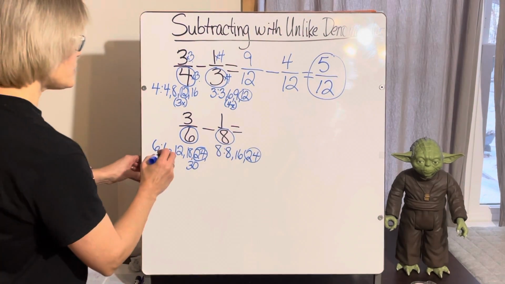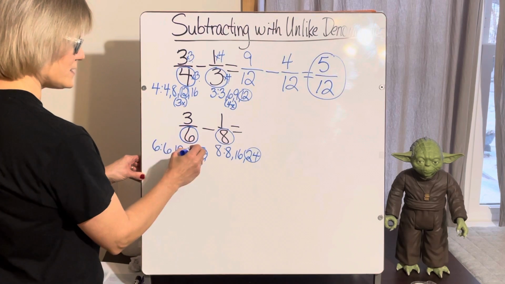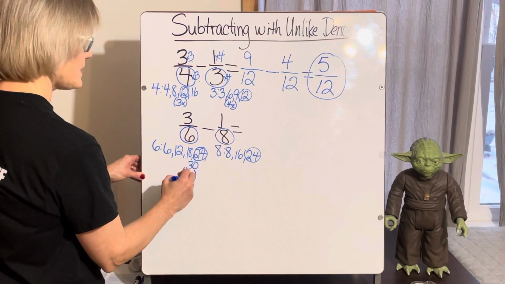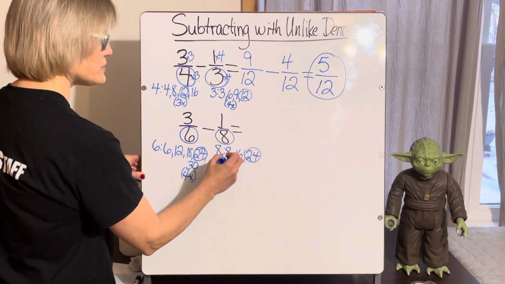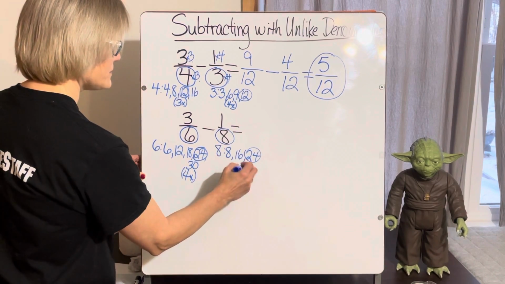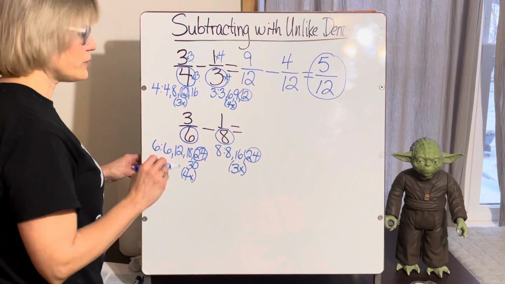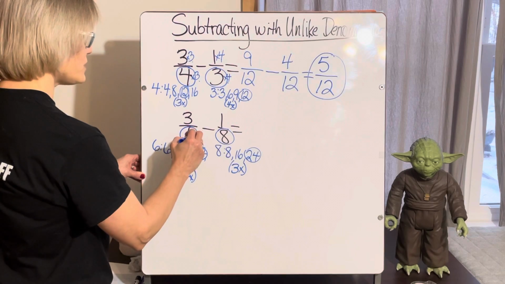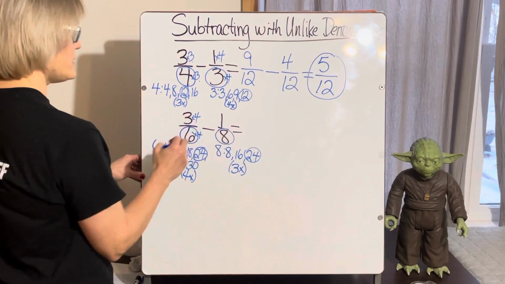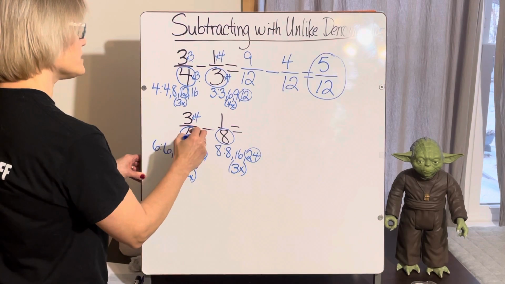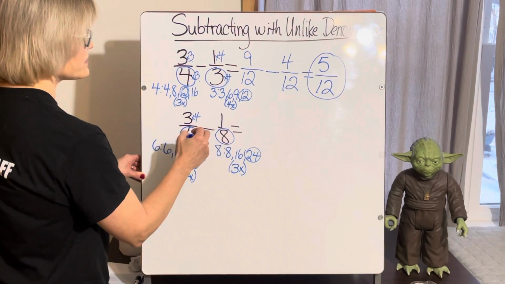So how many times did I count by 6s to get that 24? 1, 2, 3, 4 times. And how many times did I count by 8s? 1, 2, 3 times. So I'm going to use this information up here to create my equivalent fractions. So 4 times up here. So I have 4 times 3 and then 6 times 4.